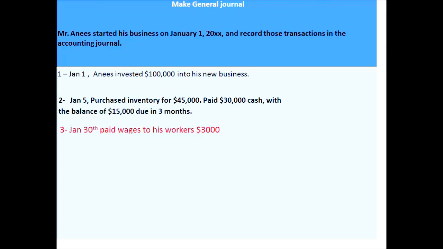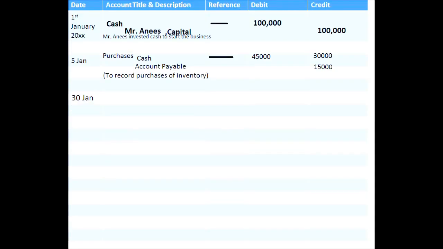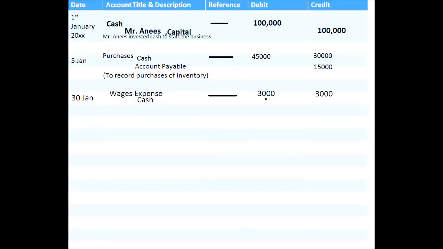January 30th, paid wages to his workers $3,000. Let us write the date. Wage is an expense, so we write it in the debit column. Cash is an asset which is going down. We will mention it on the credit side. We entered all entries. This is all about the general journal.